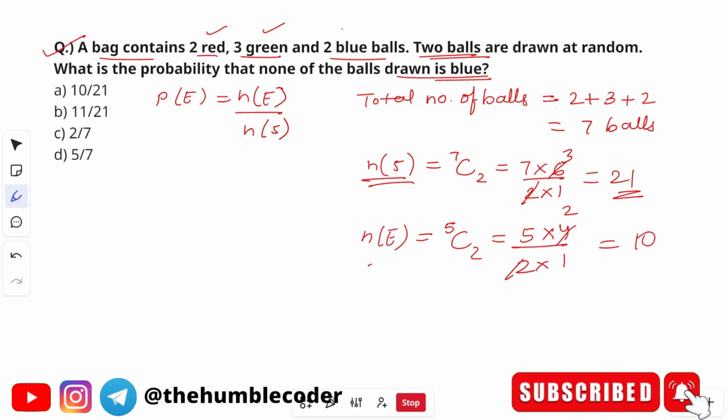Okay, so we have the values of n of s and n of e. When we substitute these, we get 10 by 21. So the correct answer will be option number A. Okay, let's now move on to the next question.